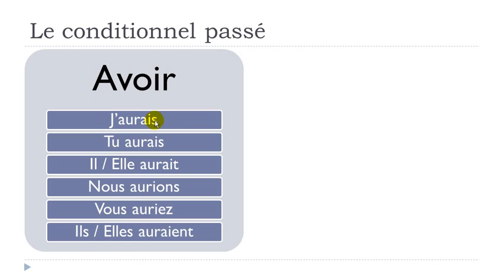J'aurais, remember, final S not pronounced. Tu aurais, same thing here, final S not pronounced. Il aurait, elle aurait, final T not pronounced. Nous aurions, liaison here, this little link. Nous aurions, final S not pronounced. Vous auriez, liaison here, and then EZ will go like E. Vous auriez, okay, and the last one. Ils auraient, so liaison here.